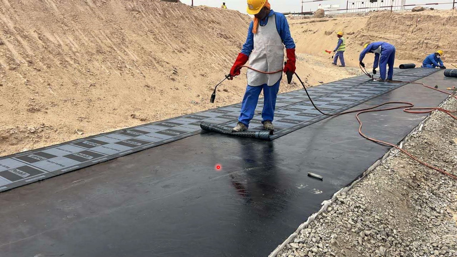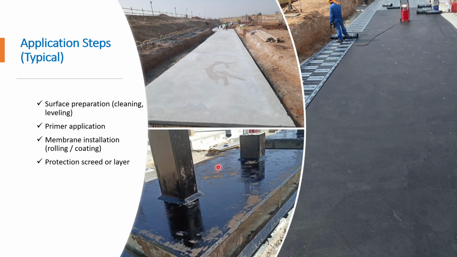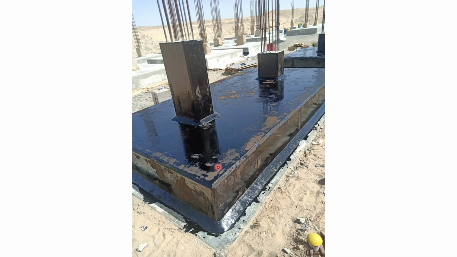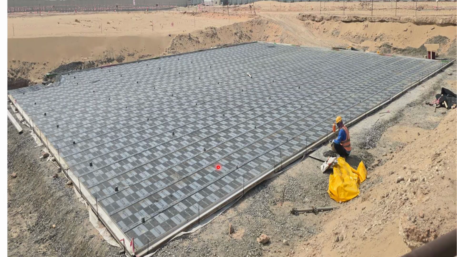So next one was the protection screed layer. I will show you through this example. You can see here this is the PCC, and we complete the waterproofing, and we provide the level marks for the screed casting. So we have to do the screed end to end.